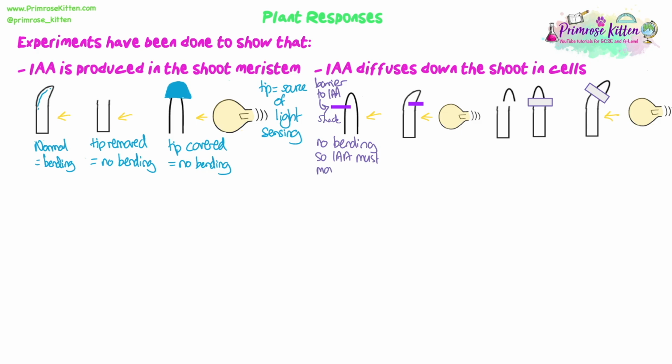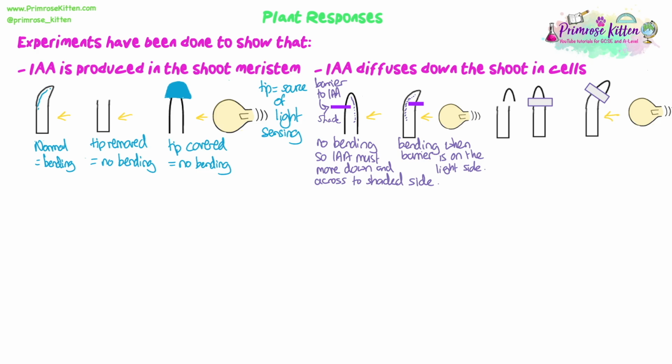And we can confirm that if you put the mica where the IAA can't diffuse down the light side, you still get bending towards the light. When the barrier is on the light side, it doesn't matter, because the IAA can still diffuse down from the tip, around the outside of that, down the shaded side, which is where it's causing elongation.